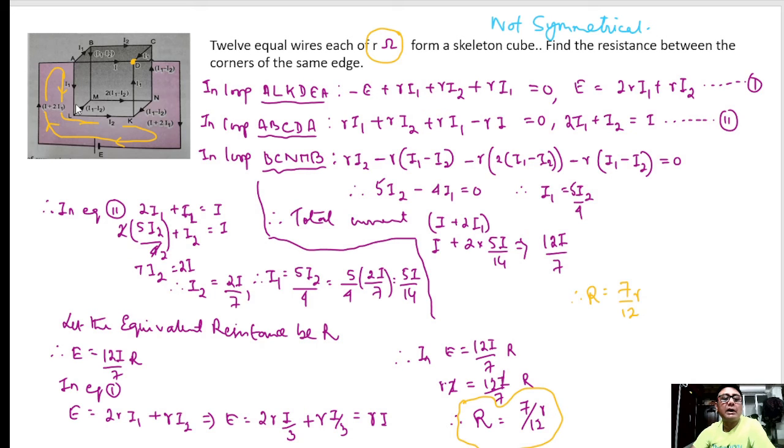Then we are going along AL. AL has a resistance R. So in the direction of the current, so plus RI1. Now LK in the direction of the current, so RI2. Now sorry, we have to go along this direction.